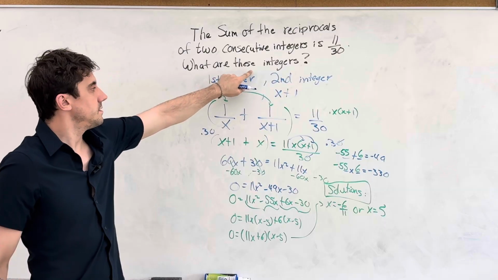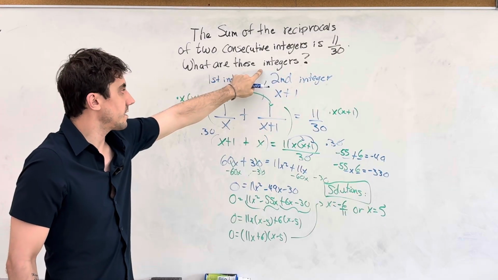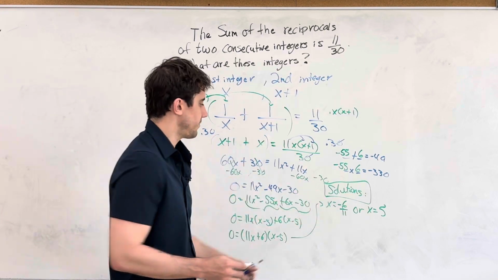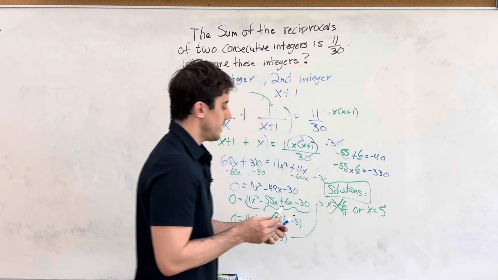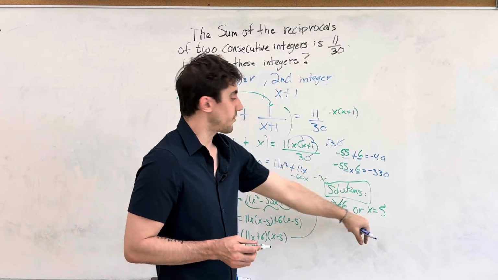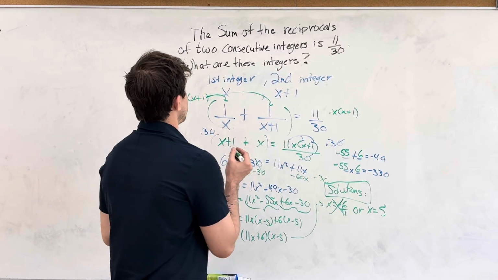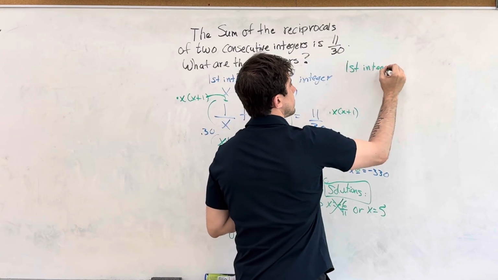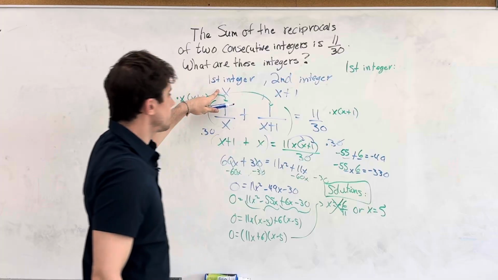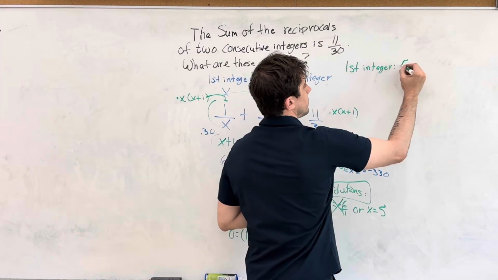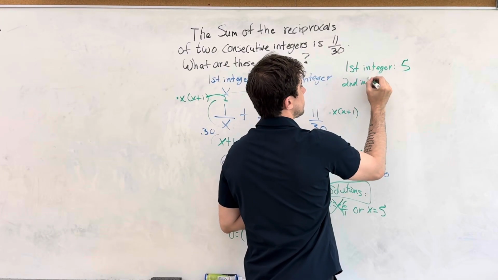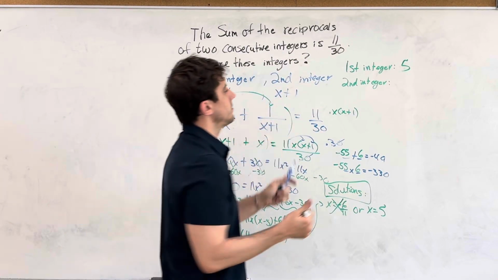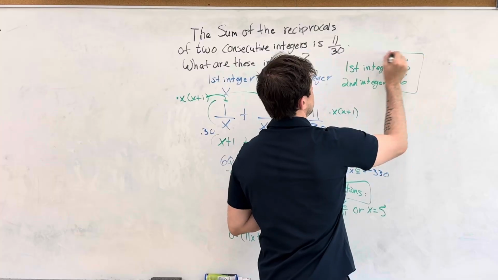We were given direct instructions at the beginning that x and x plus 1 had to be integers. Obviously, negative 6/11 does not fit that bill. And so our one and only solution for x is for x to be equal to 5. And so that means that our first integer is just x, which means it is 5. And our second integer we called to be x plus 1, meaning 5 plus 1, meaning 6.